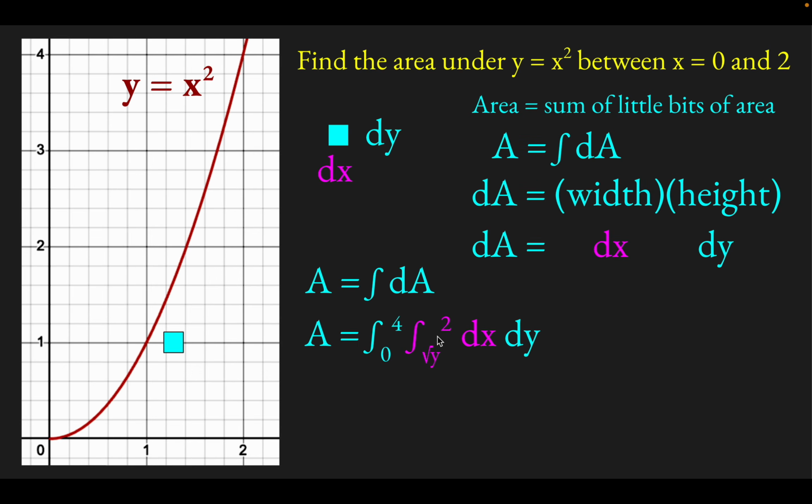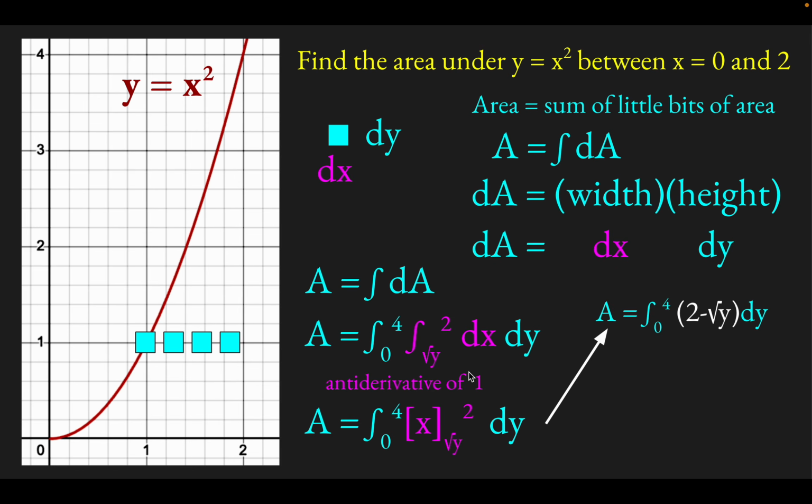So as before with this magenta colored integral, we are integrating the function 1 dx, so we need to take the antiderivative of 1, which is just x, but then we have to evaluate it at the two limits. You plug in x equals 2, and then x equals root y. So this will evaluate to 2 minus root y. And so that has executed the integral over x. We've swept the x coordinate.